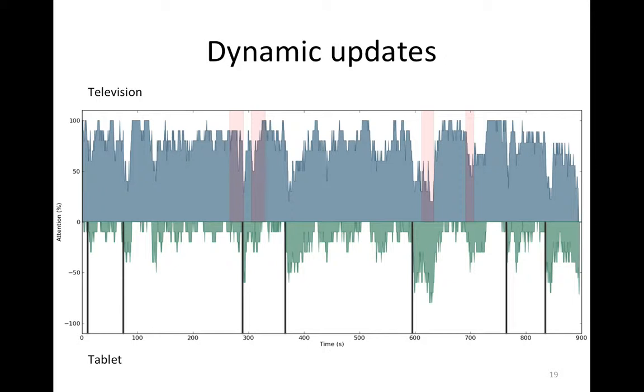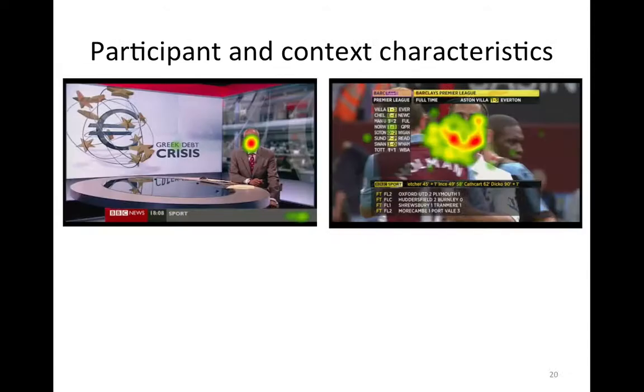And what we can see, just qualitatively looking at this data, is that these attract attention. So I tracked both the tablet and the TV, and we found that when updates appeared, people's attention was drawn to them. People caught them in their peripheral vision and looked down to see what was going on. So that was one of the things that we noticed. Dynamic updates do attract attention in this situation.